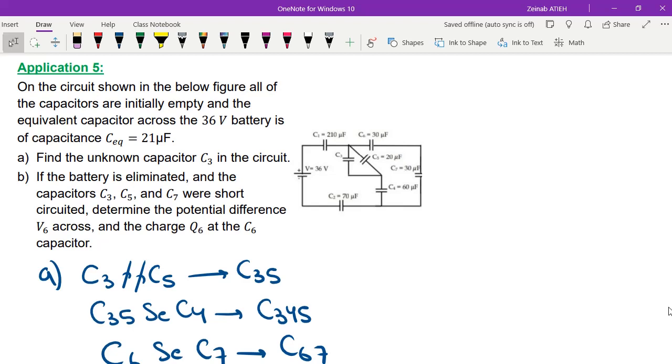So before I say what will happen, I have to find the charges of the capacitors that remain. The capacitors that remain are 1, 2, 4 and 6. So let's find these charges.